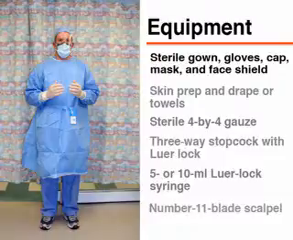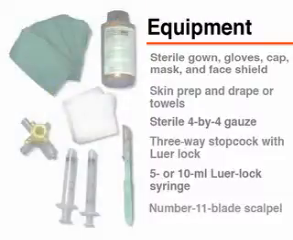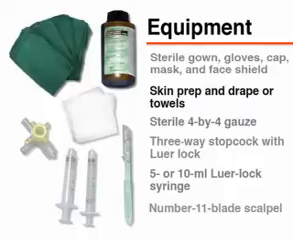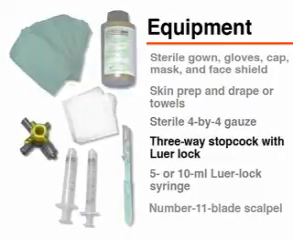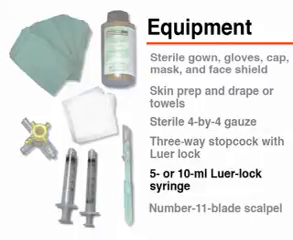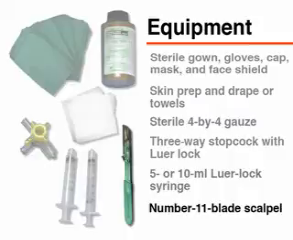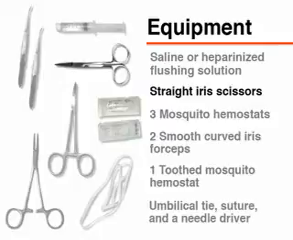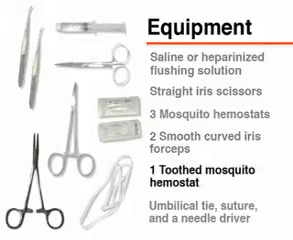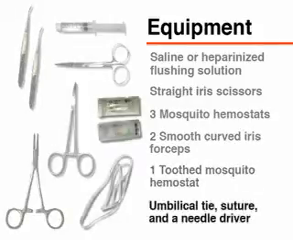In addition to these items, most of the equipment can be found in commercially prepared kits and should include skin preparation solution, a surgical drape with central opening and/or sterile towels, sterile 4x4 gauze, a 3-way stopcock with a luer lock, one for each catheter port, a 5 or 10 milliliter luer lock syringe, one for each port, a number 11 blade scalpel, saline or heparinized flushing solution, straight iris scissors, 3 mosquito hemostats, 2 smooth curved iris forceps, 1 toothed mosquito hemostat, an umbilical tie, suture, and a needle driver.